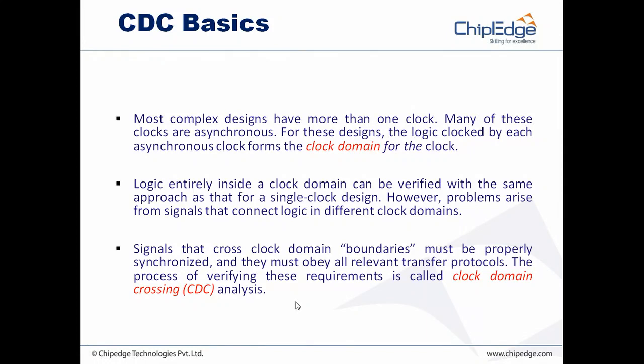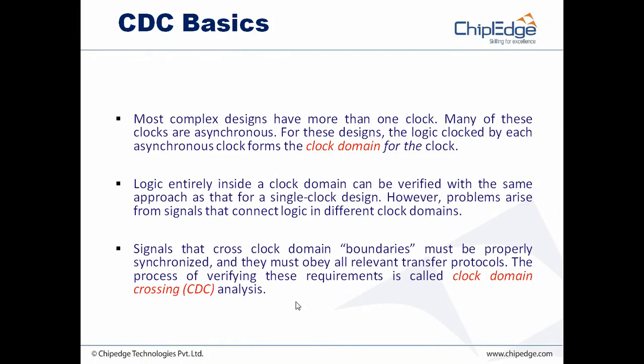Whenever signals cross from one clock domain to another clock domain, there will be problems. So you will use one particular technique. But is that particular technique, whatever you have used, correct or not? After using it, is it the correct method or a different method? By using that, can you avoid this CDC problem or not? So this whole process of verifying these requirements is called clock domain crossing.